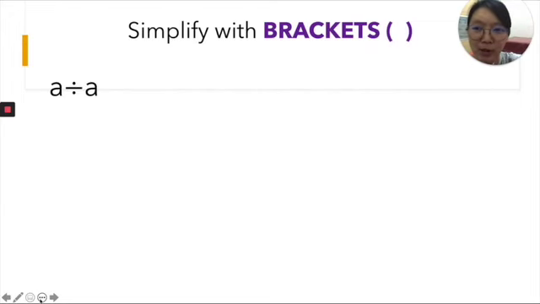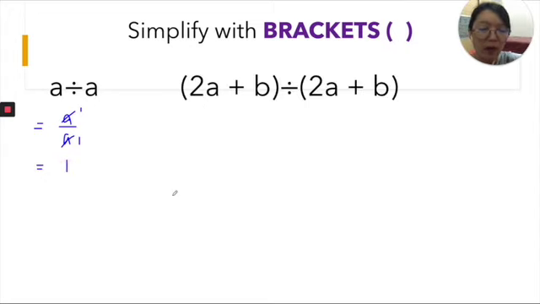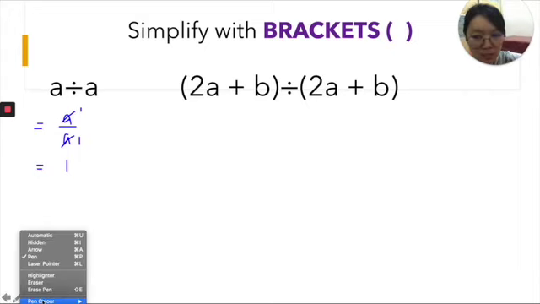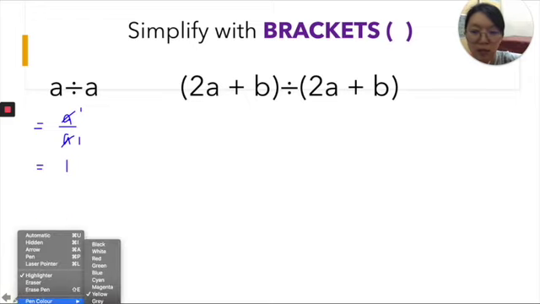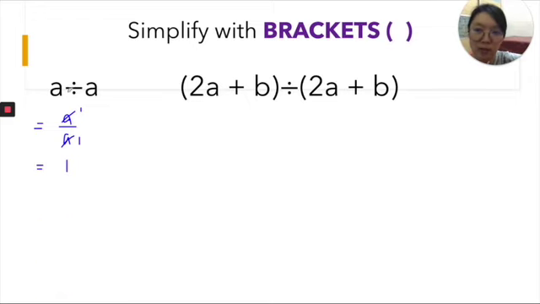Here comes the bracket. A divided by a, put it into the divide form. A on top, divide by a. Then check for the same alphabet. 1 divided by 1, I'll get 1. What if I have this, 2a plus b in bracket, divided by 2a plus b in bracket? The similar one with the times, the multiplication, I want to look from this angle. A is the same as a.